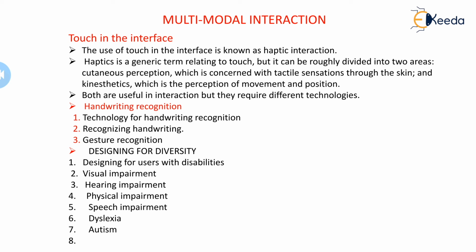Predictions are based on what the user has used, what the user wants to use. So predictions are based on what the user has typed in the current session or in previous sessions. Next is speech impairment, like the dumb, like for those who cannot talk.